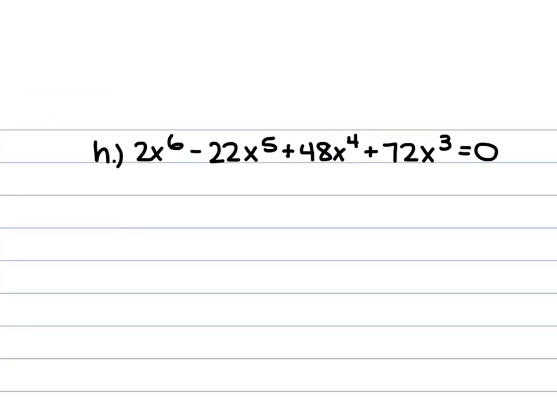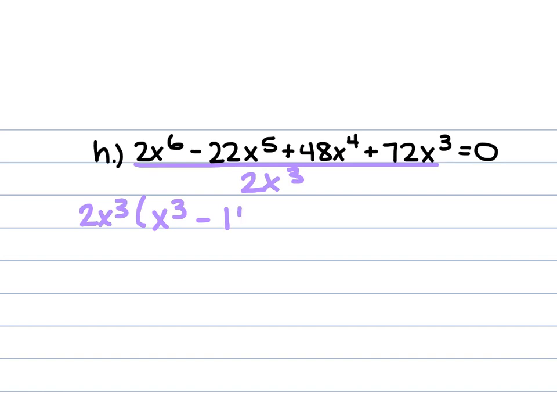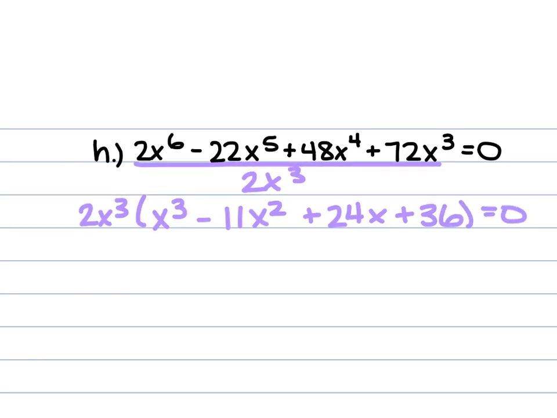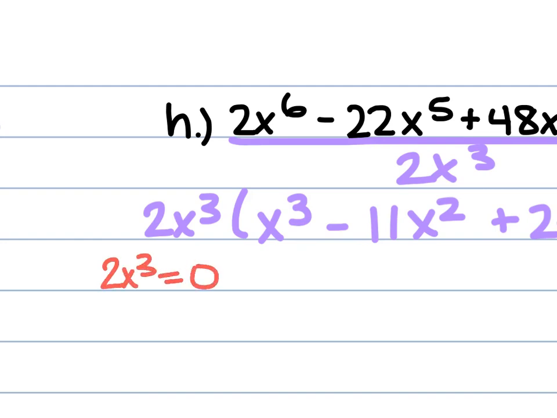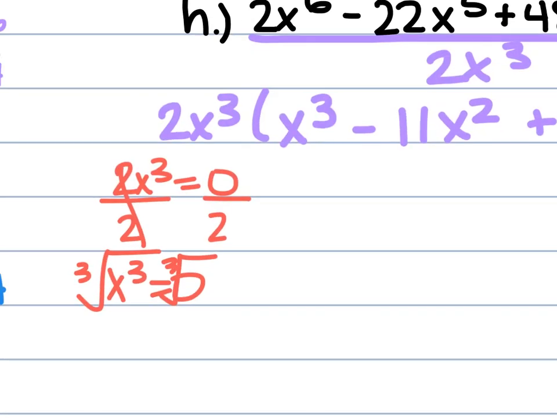For h, we have 2x to the 6th power minus 22x to the 5th power plus 48x to the 4th power plus 72x cubed is equal to 0. So I'm going to factor out my greatest common factor here, which is 2x cubed. This is going to leave me with 2x cubed times x cubed minus 11x squared plus 24x plus 36 is equal to 0. I can already start by doing 2x cubed is equal to 0. Divide the 2 from each side to get x cubed is equal to 0. Then take the cube root of both sides and get that x is equal to 0. So that's one of my solutions.